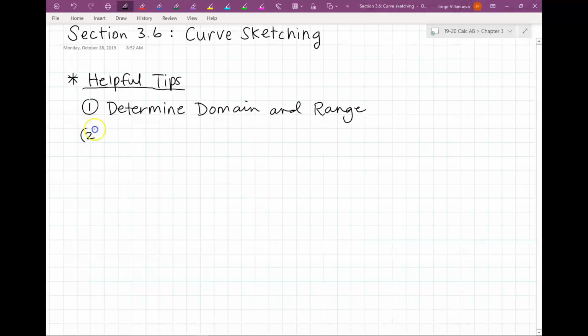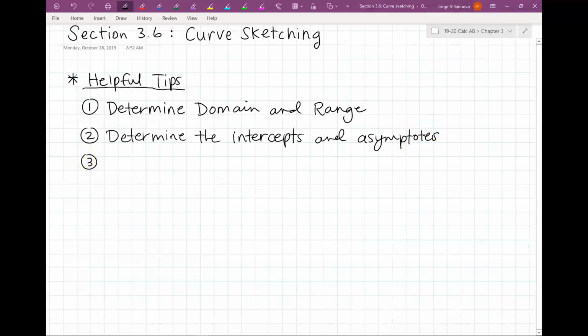Number two, determine the intercepts and asymptotes. Now by intercepts, we're talking about x and y intercepts. And for asymptotes, we're talking about vertical and horizontal.